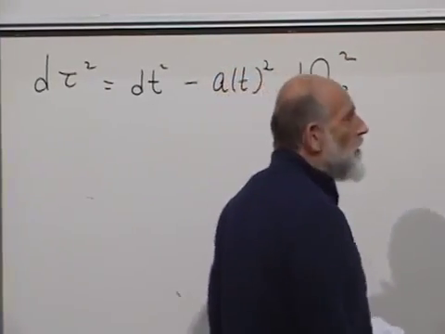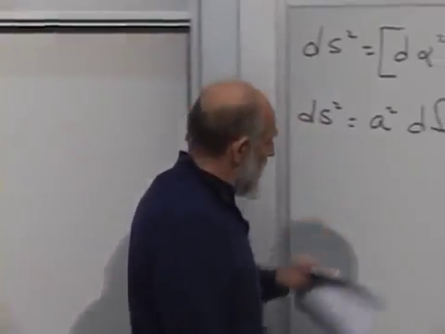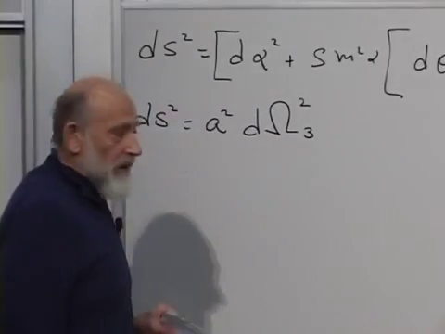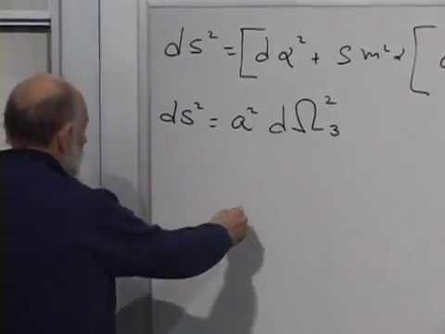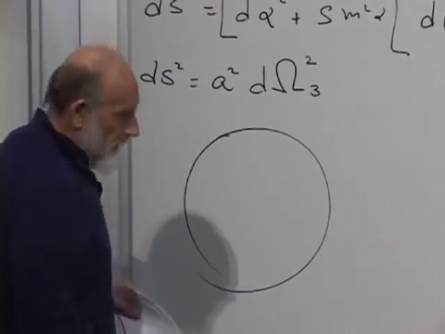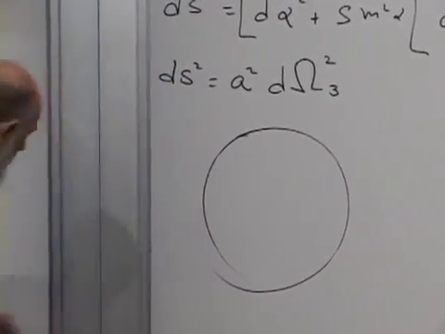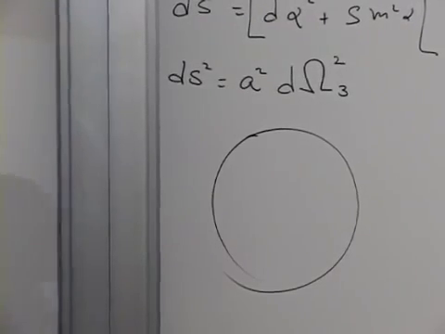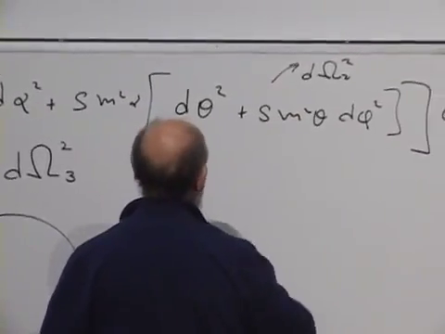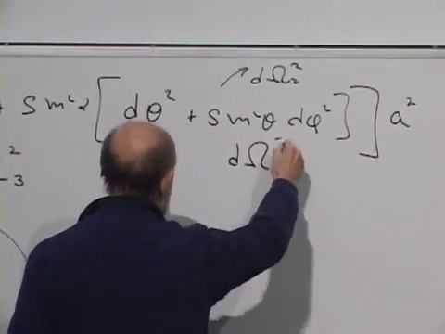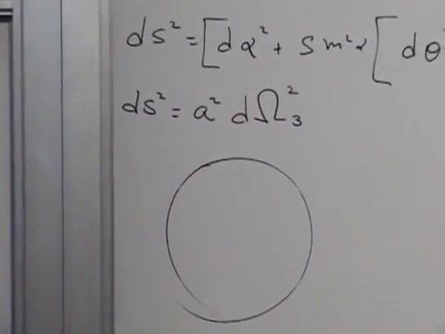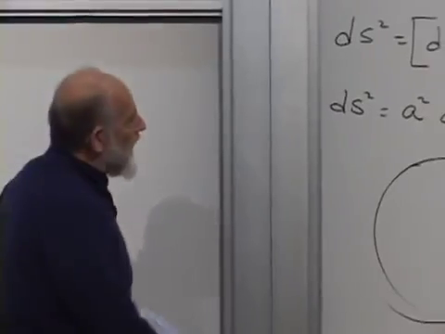Now let me say one more thing about these coordinates. As I said, there's nothing special about any particular point on the sphere. Let's draw a two-sphere. For the two-sphere, we would write the two-sphere exactly the same way, except instead of putting d omega 3 here, we would put d omega 2 squared here. That's the only difference.